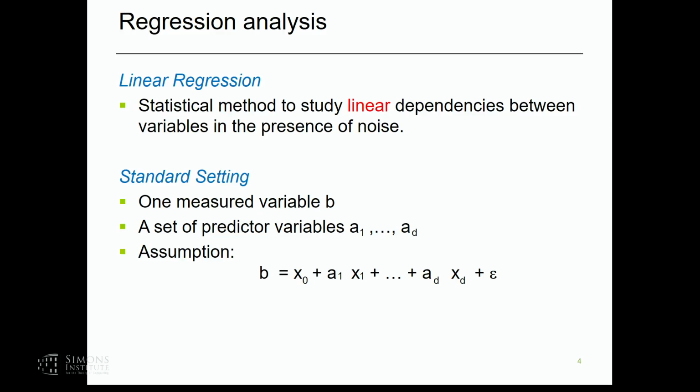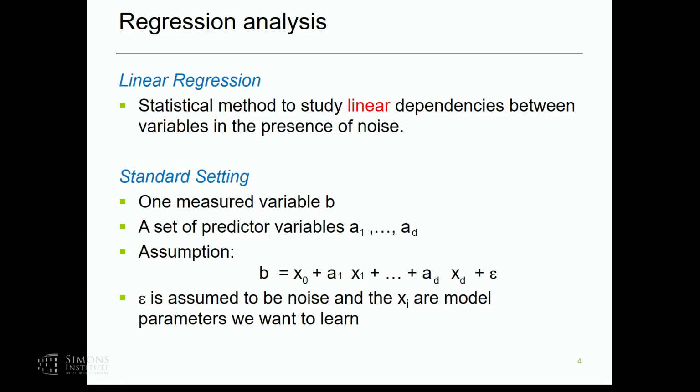And the assumption is that these variables are linearly related up to some noise. So we have the relationship that b is equal to some unknown x0 plus a1 x1 plus dot dot dot ad xd plus some noise epsilon. And we're trying to learn these values xi, which are sometimes called the model parameters. And we don't want to make assumptions about this noise epsilon if we don't have to. If we can get more robust algorithms that work for arbitrary noise settings, this would be ideal.